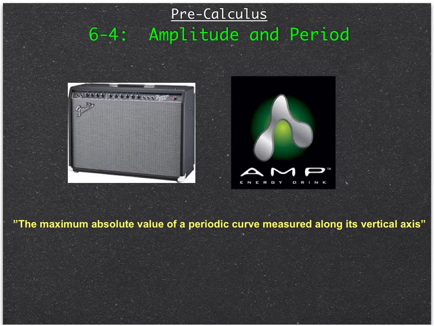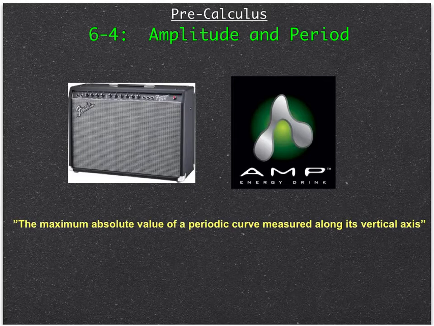Time for another online lesson today, 6-4 amplitude and period. This is one of the cornerstone lessons in this chapter because what we're going to be doing eventually is looking at equations of sines and cosines and being able to pick out some important features of them, two of which are the amplitude and the period.